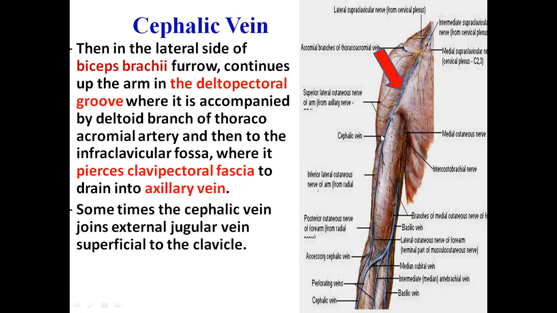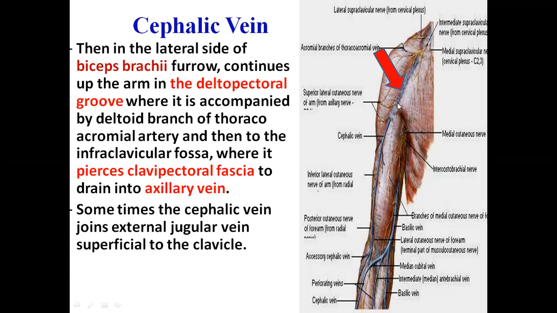Okay, and it is actually seen in the furrow and continues up in the arm. What is the name of this groove? Deltopectoral groove, isn't it? Because it is present between the pectoralis major muscle and deltoid muscle. That's why you call this groove the deltopectoral groove. So the journey of cephalic vein continues in the deltopectoral groove, where it is accompanied by one artery. What is that? The deltoid branch of thoracoacromial artery.